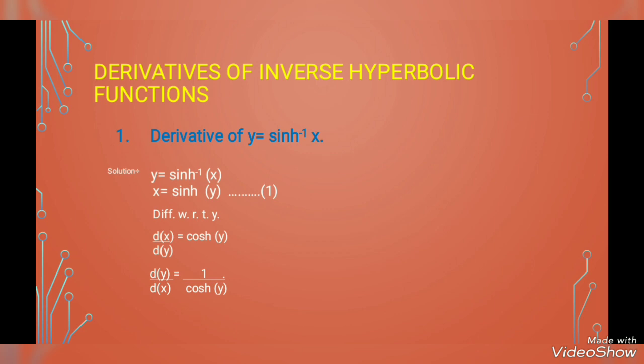If we take sinh inverse to the other side, we get x is equal to sinh of y, giving this equation as 1. Differentiating this equation with respect to y, we get dx by dy is equal to cosh of y. By taking the reciprocal of this equation, we get dy by dx is equal to 1 by cosh of y.